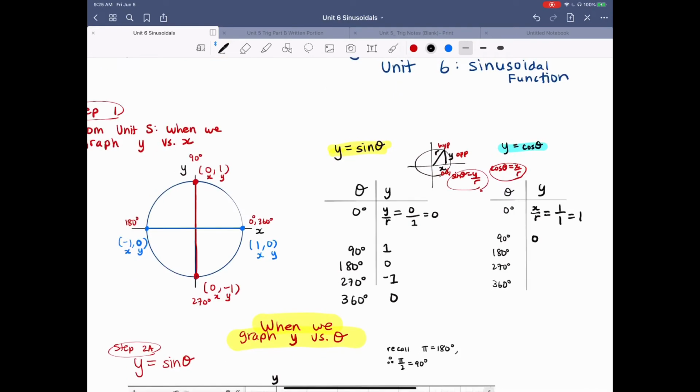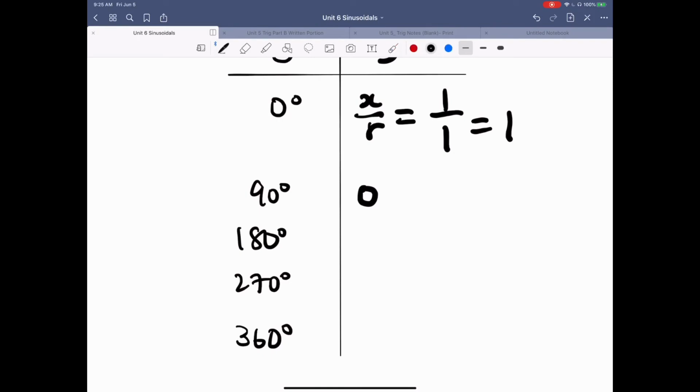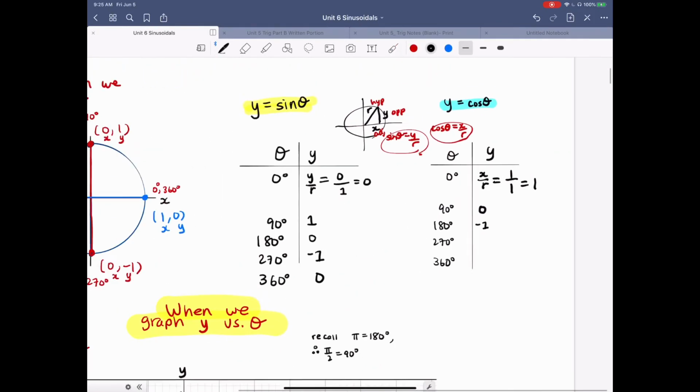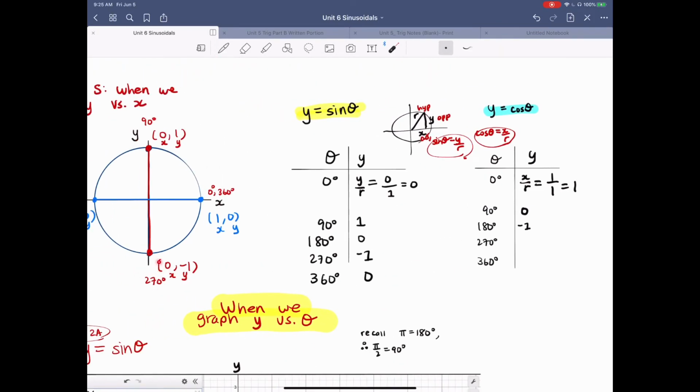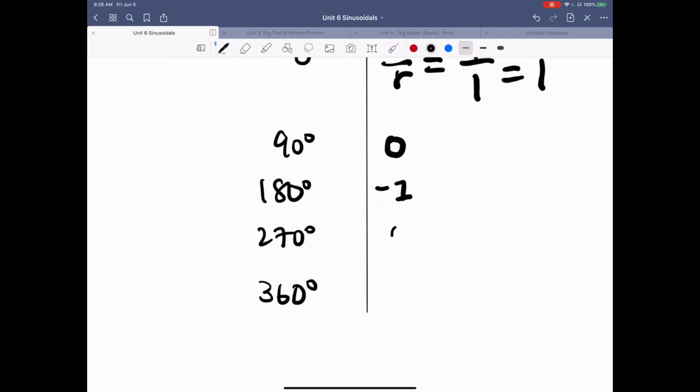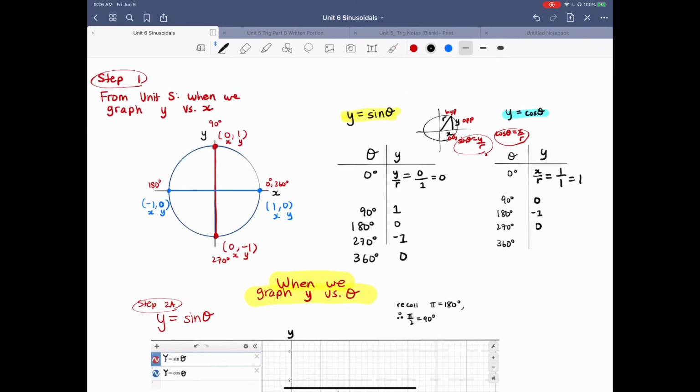And then for 180 degrees, my x value is a -1. So I'm just going to follow all the x values all the way around. At 270, it's a 0. And then for the 360, it's a 1.